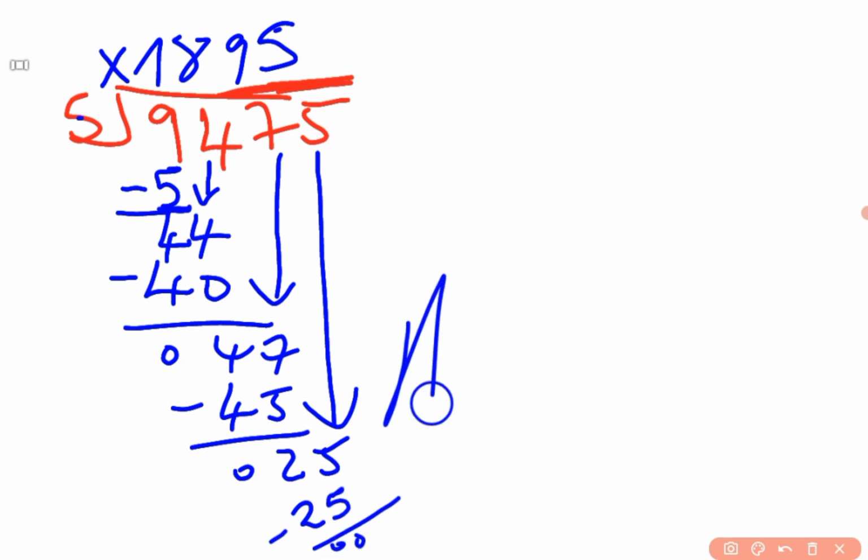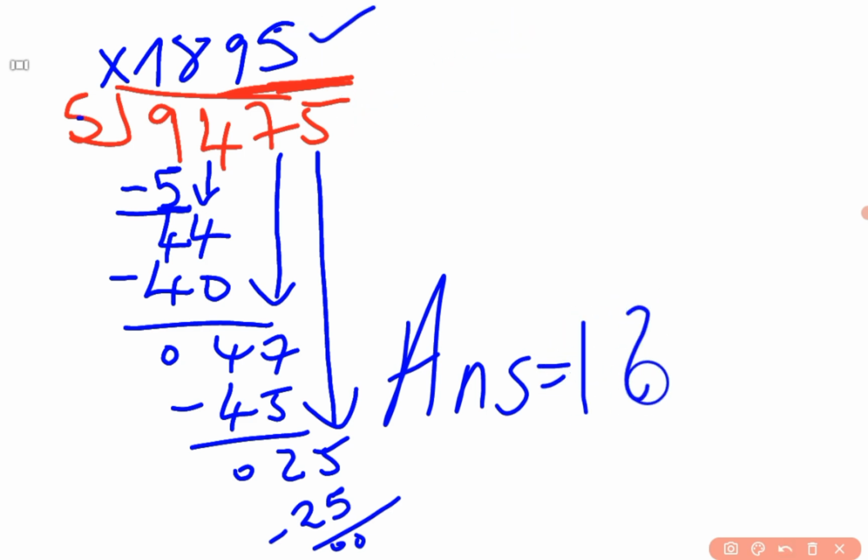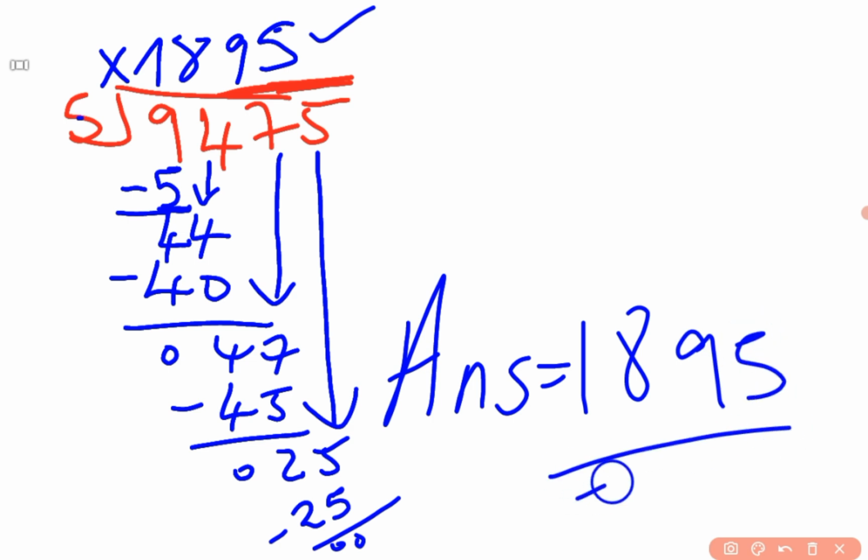So what does it mean? You have an answer, which is 1895. All right. So I have answered 5 questions on long division. With the 5 questions that I've answered on long division, it means that if you understood well, it is possible to answer more questions on long division using this method that I have used.